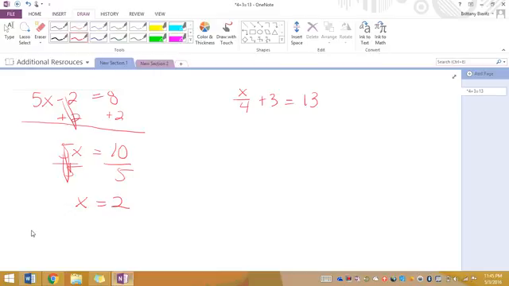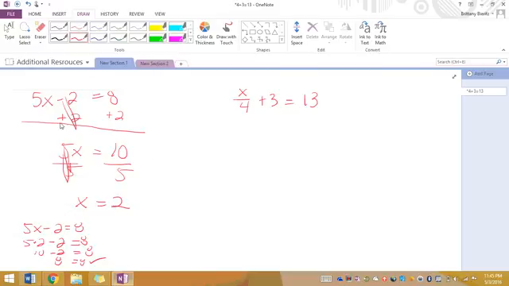Let's check it real quick, make sure it works. So 5x minus 2 is equal to 8. 5 times, we're saying it's 2, minus 2 is equal to 8. All right, 5 times 2 is 10, minus 2 should hopefully be equal to 8. 8 is equal to 8. Oh yeah, that's true. It checks out.